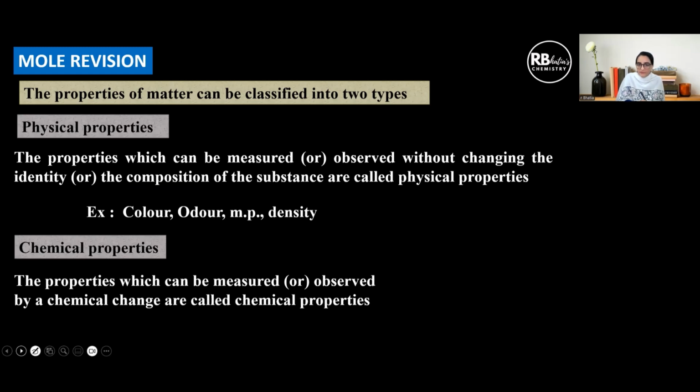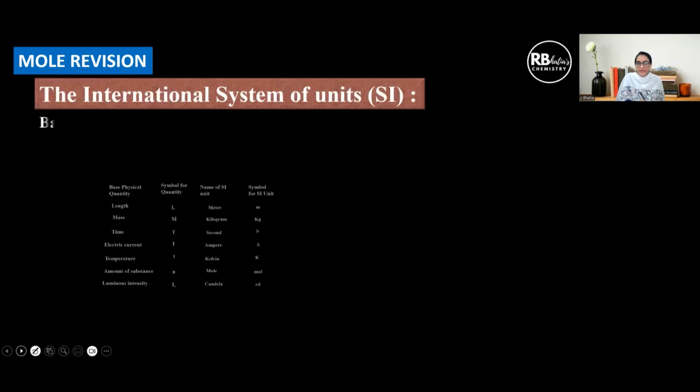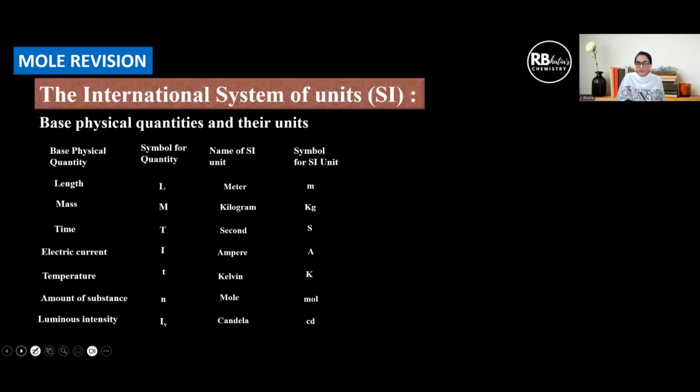But the properties which can be measured or observed by a chemical change are called chemical properties, like combustibility. To measure combustibility, we need to burn the substance in excess of oxygen. Similarly, basicity. Now, the international system of SI units, what you need to know here is you need to remember the 7 fundamental units, then their names and their symbols.